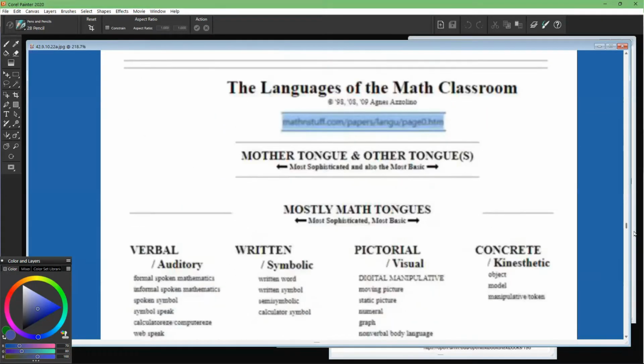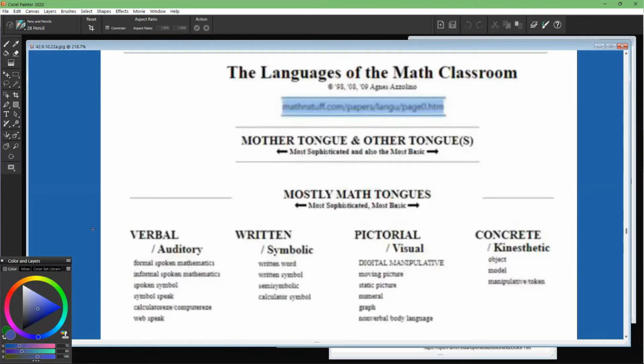This is the perspective we're using. Most of the time, derivative notation is written in symbols, or spoken in formal mathematics. Instead, we're using the mother tongue, in other words, common, everyday English, because that's the most sophisticated and also the least sophisticated way of presenting. There are other videos on other ways.